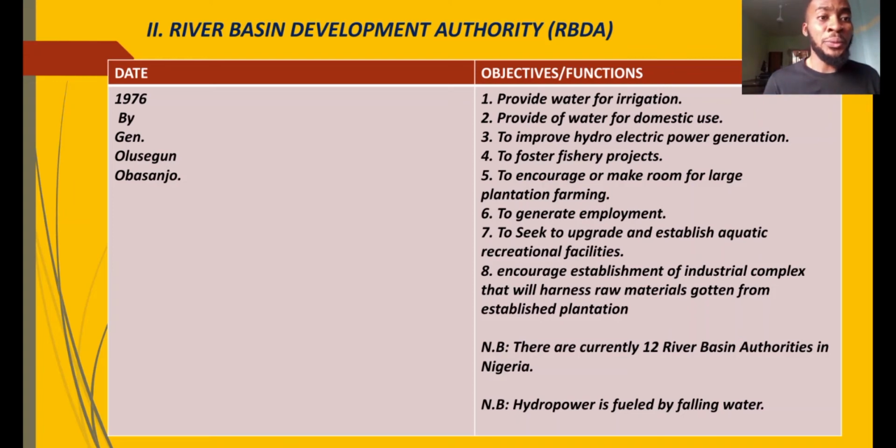The industrial sector already has the raw material to start production. So it's possible through agriculture, and this organization makes it possible for the agricultural sector to produce those raw materials that will be needed for industrial operation. Note, there are currently 12 river basin authorities in Nigeria.